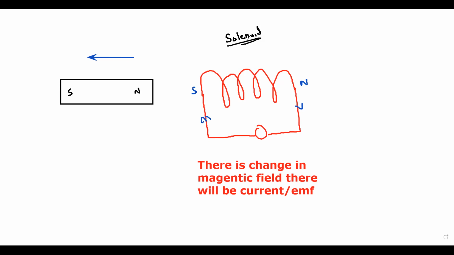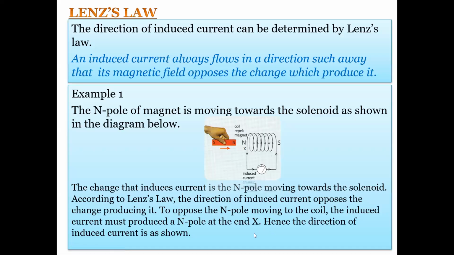So changing the direction in which the magnet moves will induce EMF but in the opposite direction. So that is Lenz's law, that the EMF induced always tries to oppose the change in magnetic field. Is the concept of Lenz's law clear? Now, how will you find exam style questions related to electromagnetic induction in the exam?